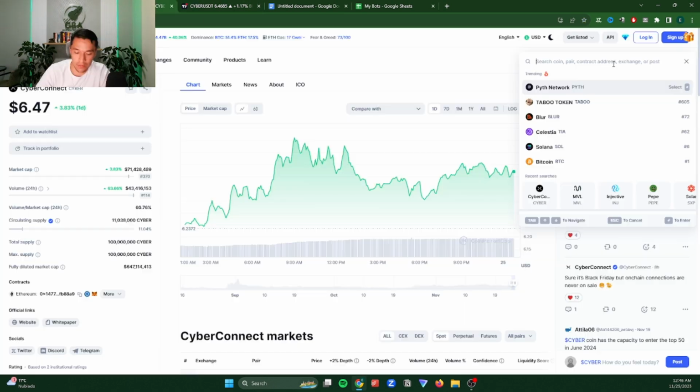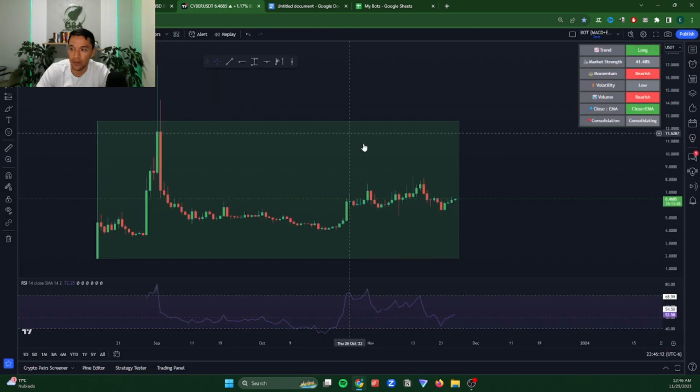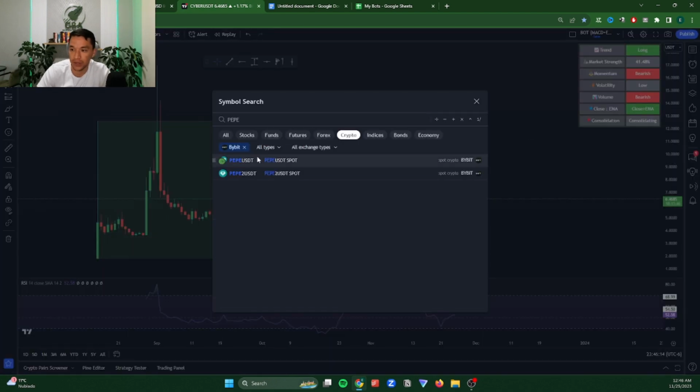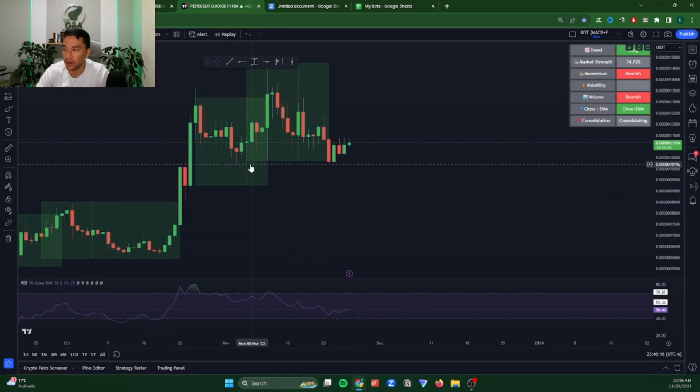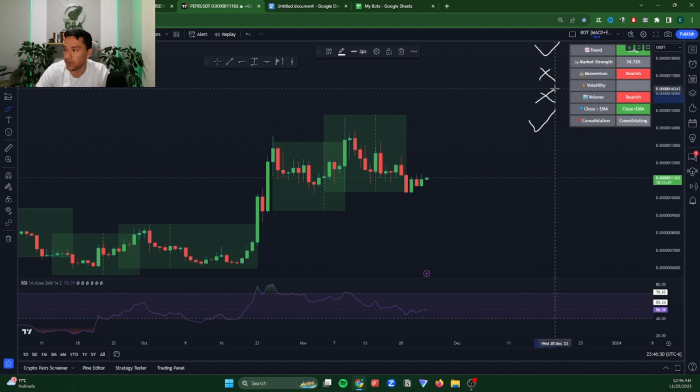Let's take a look at Pepe. Pepe, it is in the 96 ranking. That's a solid ranking. Let's take a look at the confirmations. So we have all the confirmations that we need, and we do have most of the confirmations. So from what we can see is we have consolidation, the trend is long, momentum is bearish, volume is bearish, but the RSI is sitting at 50.39, which is a decent RSI, right? Like I told you, we need something below 53.